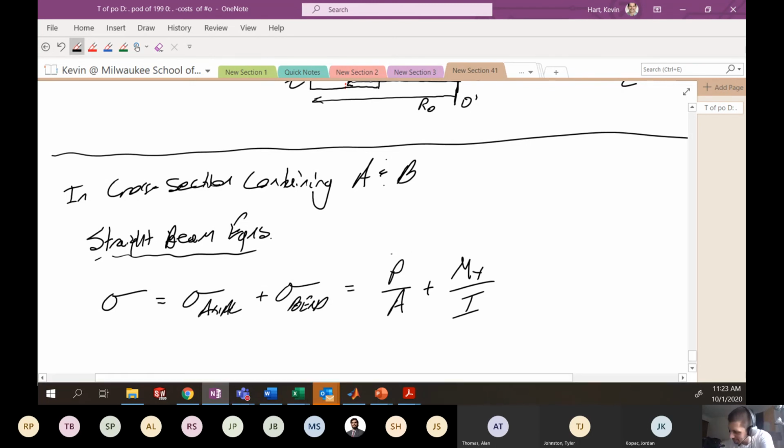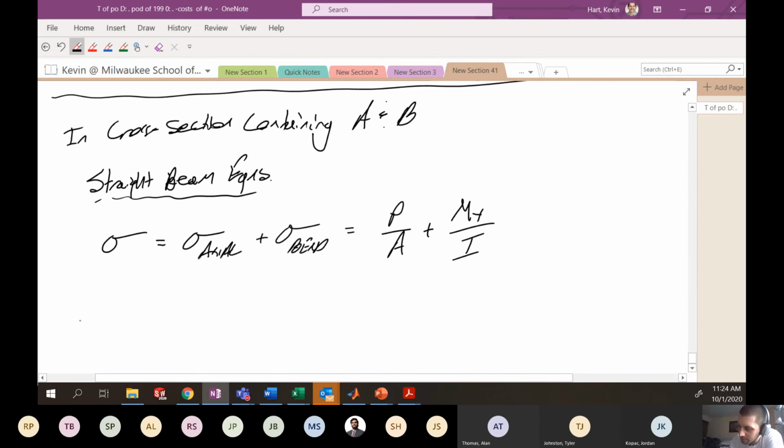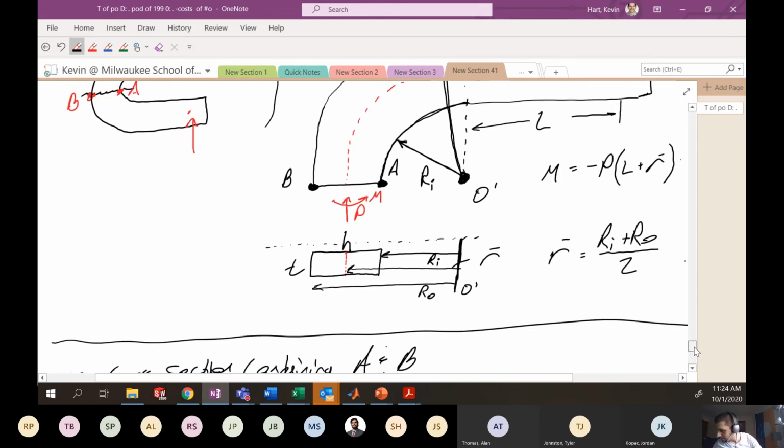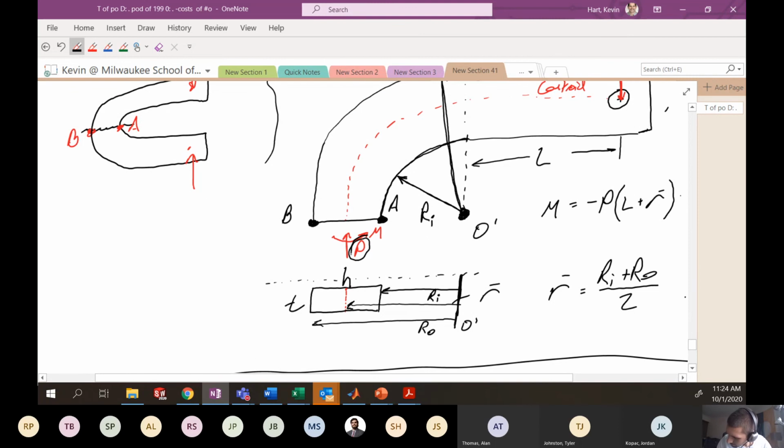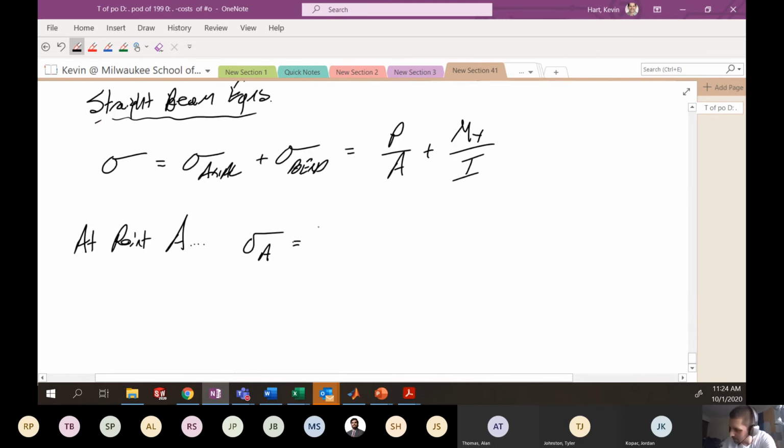Don't forget about this compressive load that's happening, P on A, all right? So if we're at, let's say, point A, the stress at A is equal to the load that's acting on the cross section containing point A. So that's like this load P here, obviously providing us a compressive stress. I'll write this as a negative P on our area, which is H times T. It's the area of the cross section.